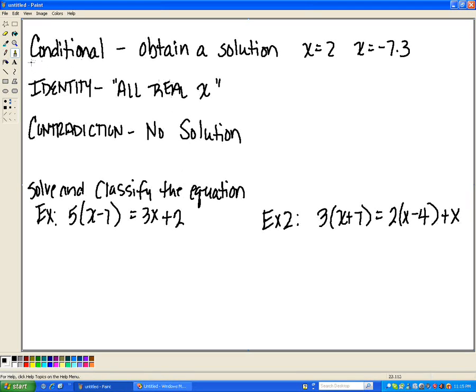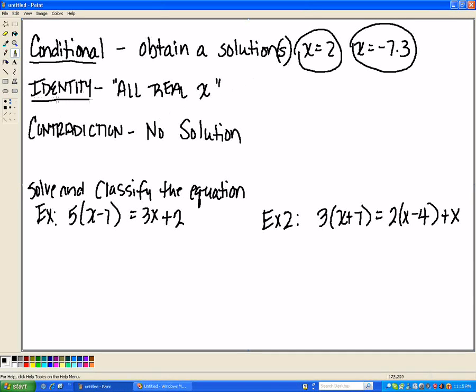A conditional solution is one in which we actually attain a solution. All right, it's our traditional form of the equation usually. We come up with x equals 2 or x equals minus 7.3. So we're able to actually come up with a value for x. And I should say solution or solutions. All right. Compare that to an identity.